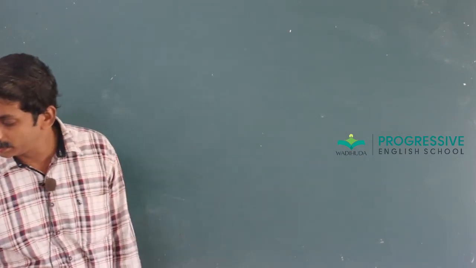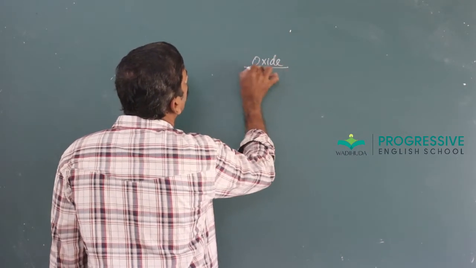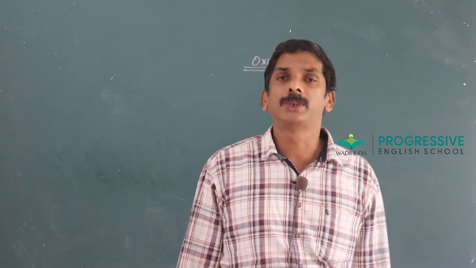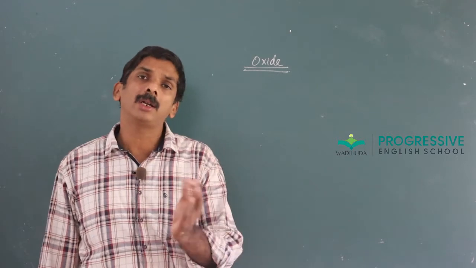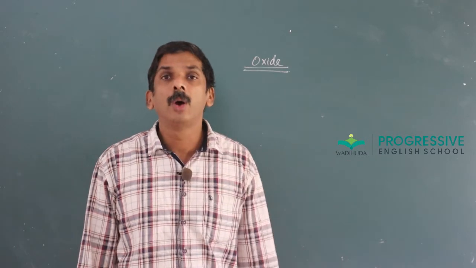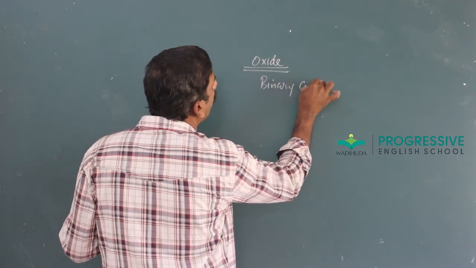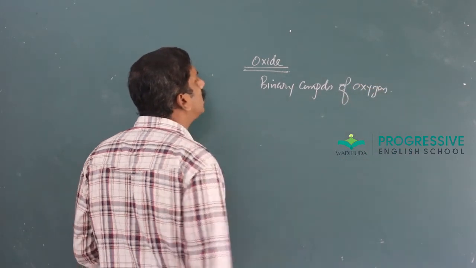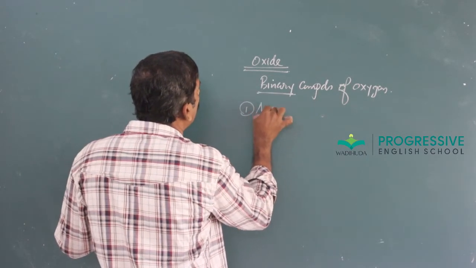Next category is about oxides. Oxides are simply binary compounds of oxygen. Binary compound means oxygen combines with other elements of the periodic table to form a compound that is called an oxide. That is, oxides are binary compounds of oxygen. Then, oxides are of different types.